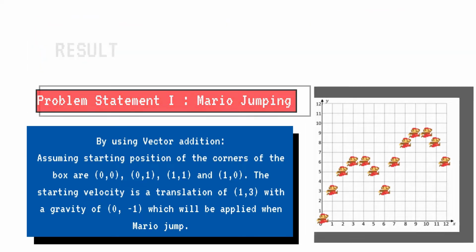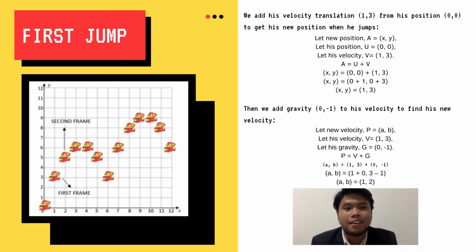By referring to the diagram, we see Mario's first jump starting at the coordinate 0, 0. So, to find every one of his positions, we need to add his velocity translation 1, 3 to his position 0, 0 to get his new position when he jumps. So, to find his first frame, we let the new position be A equals x, y. Then we let his position be u, which is the starting coordinate at the starting point 0, 0. And we also let his velocity be v equals 1, 3.